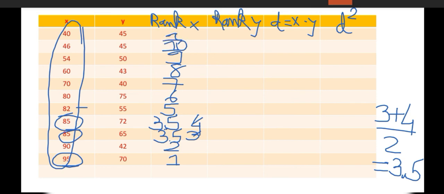46 will be rank 10, 54 will be rank 9, 40 will be rank 11.